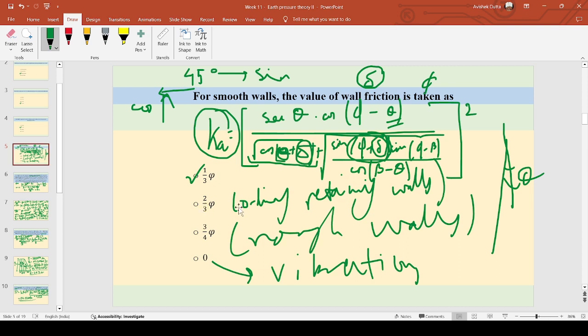Is it from codal provision, sir? Codal provisions, I will not say, because nothing sort of the code has been mentioned over here. See, the effect of wall friction, to understand, also depends on the roughness of the wall, smoothness of the wall. When you talk about roughness and smoothness, nothing is absolute. It is just an eye estimation. So these are roughly assumptions or approximations which we can consider.